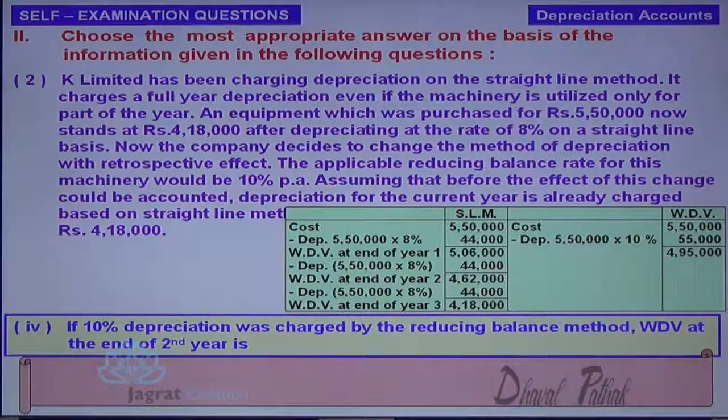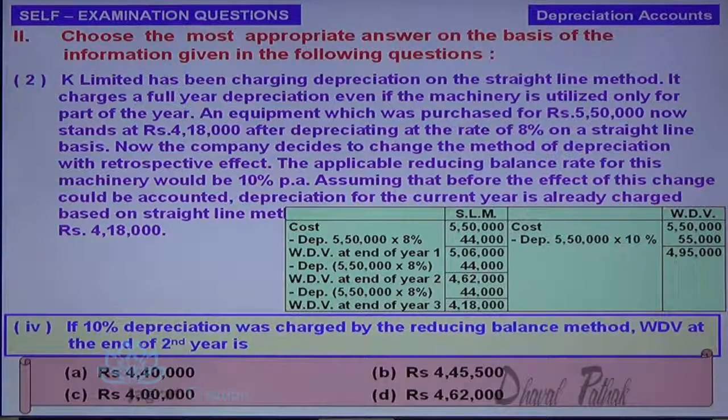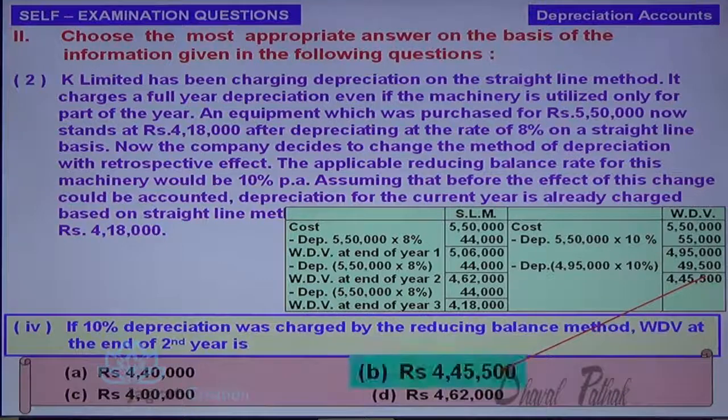Now if the 10% depreciation was charged by reducing balance method, the written down value at the end of second year. So once again, for 1 more year, you are required to provide depreciation at the rate of 10% by reducing balance method. So these are the 4 options given to you. 4,95,000 minus 10%, 49,500. So written down value at the end of 2 years, 4,45,500. So option B is the correct answer to this multiple choice question.